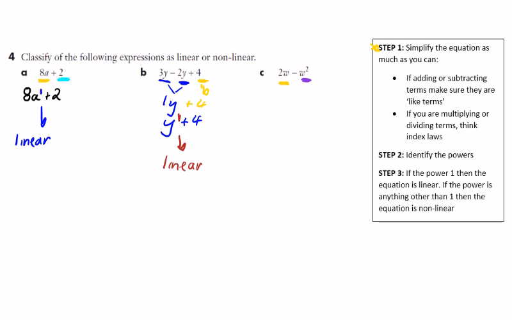So let's move on to step 2, which is identify the powers. In this case, we do have a power of 2. Go to step 3. We know that if a power is anything other than 1, then the equation is not linear, so we can say that this is non-linear. I think if you follow those 3 steps, that's going to help you in this process of simplifying your equations.